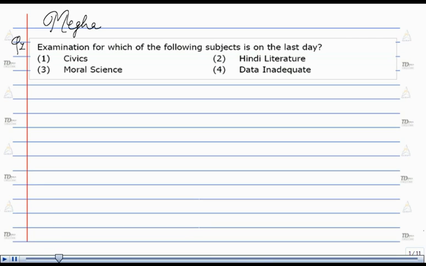The question is, examination for which of the following subjects is on the last day? Now, as we have already discussed directions for this question in the above one, so let's have the solution. As we had made a table in the above question, so from that table we get the information that on the last day the subject which had its test on the last day is Moral Science, which is option number 3.